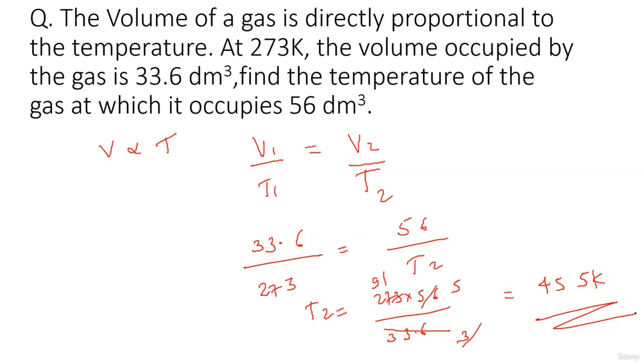Very simple. Use the ratio of volume upon temperature being constant, and we equate the two ratios. One unknown, that is the final temperature. We can find it.